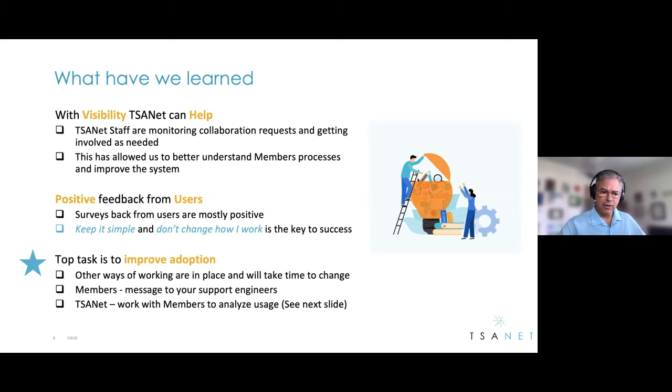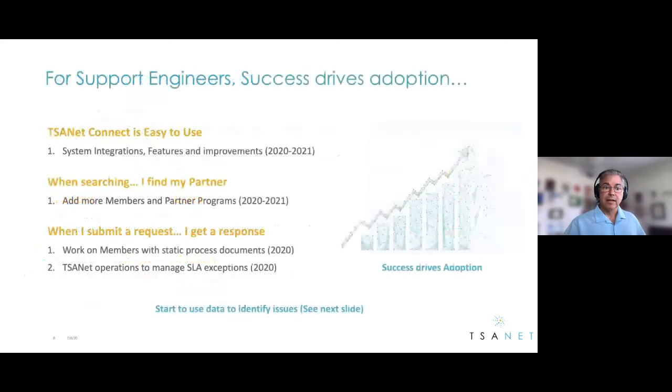And then the last thing is we've started to work at a more detailed level with members to analyze usage. And I think, again, back to the first one, right? Visibility can get TSANet in their help. We've never had this data before. So the ability to take data out of TSANet Connect, merge it in with member CRM data and get some insight is something we've never been able to do.